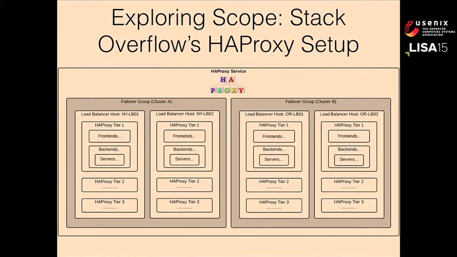So for an example, we have Stack Overflow's HAProxy setup, which is a couple of failover clusters. This is simplified, but you'll get the idea. Various load balancers. Then within those load balancers, we have multiple instances of HAProxy running, and we call those tiers. And then within each HAProxy instance, we have multiple front ends. Front ends point to back ends, and back ends have multiple servers in them. So there's lots of things and nesting going on here, right?